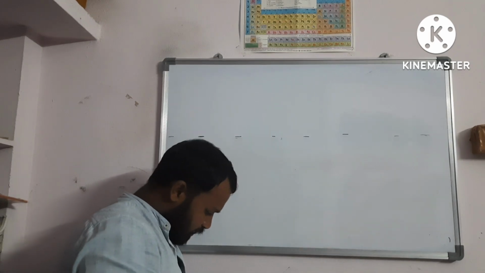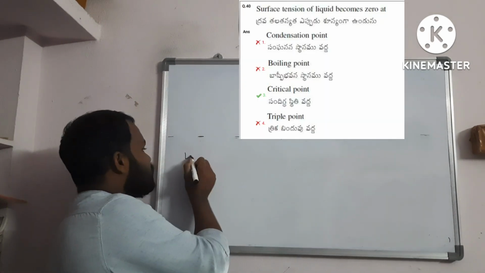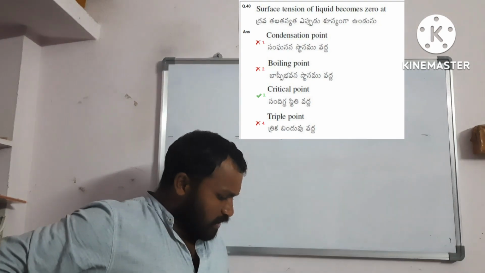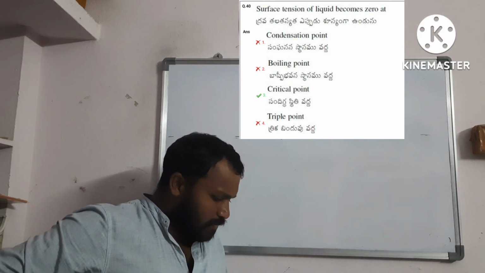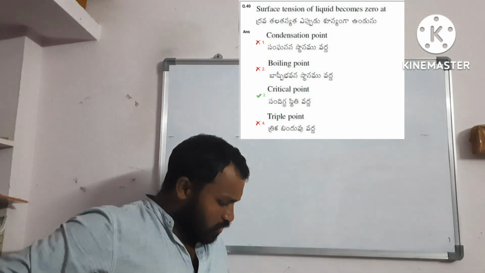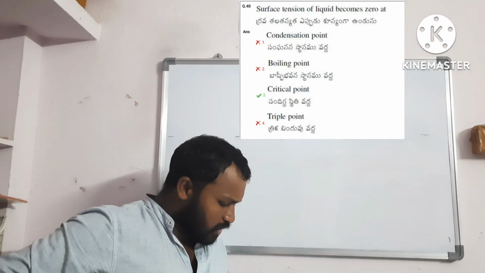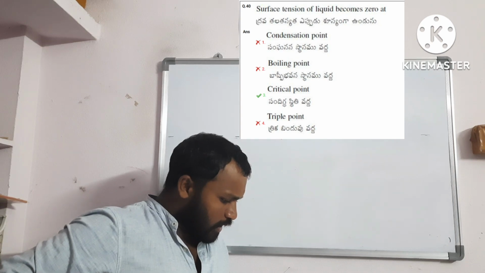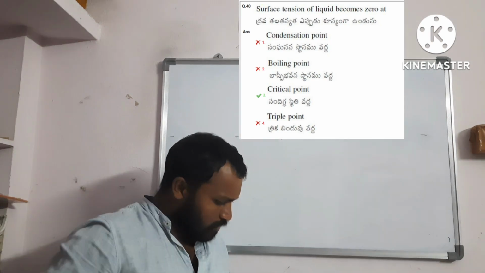Next question number 40. This is a theory oriented question from surface chemistry. Surface tension of a liquid becomes 0 at what point? Already we know it is 0 at the critical point. Option 3 is correct. I am not talking about the remaining options because directly we can say.